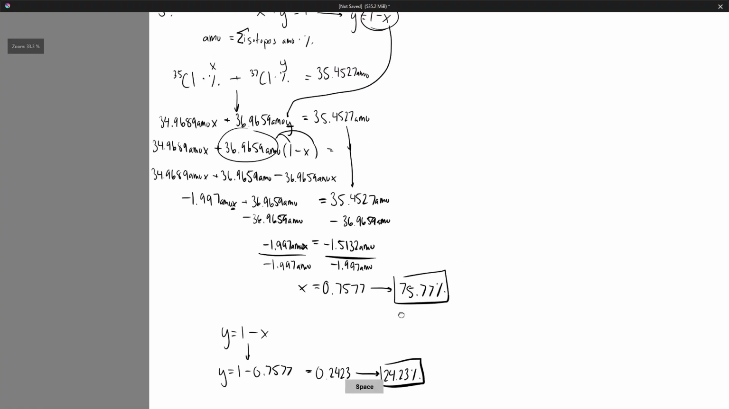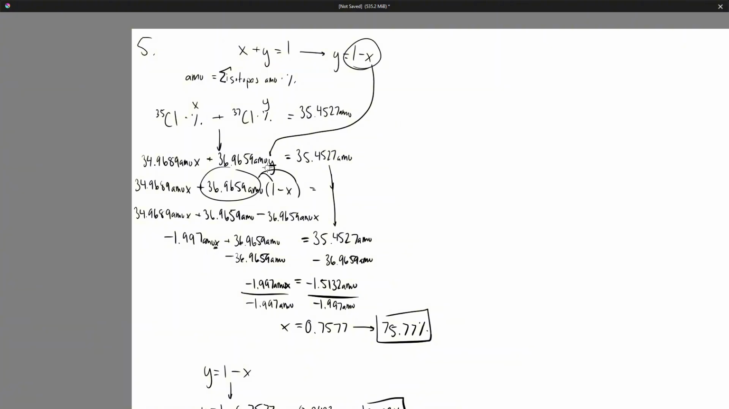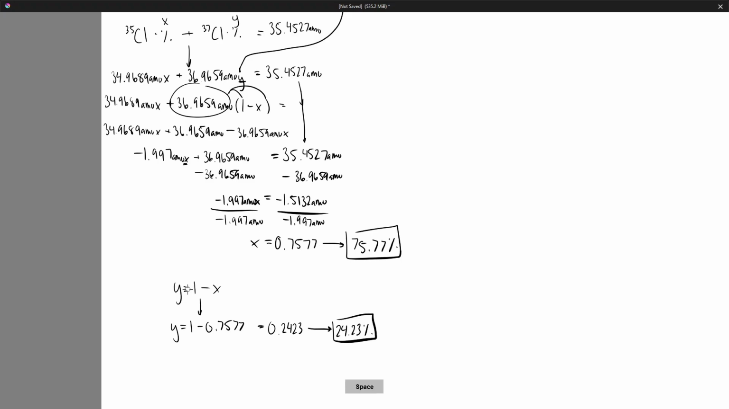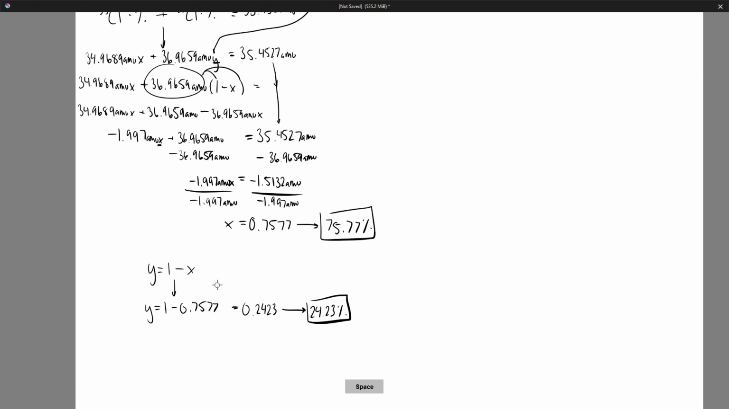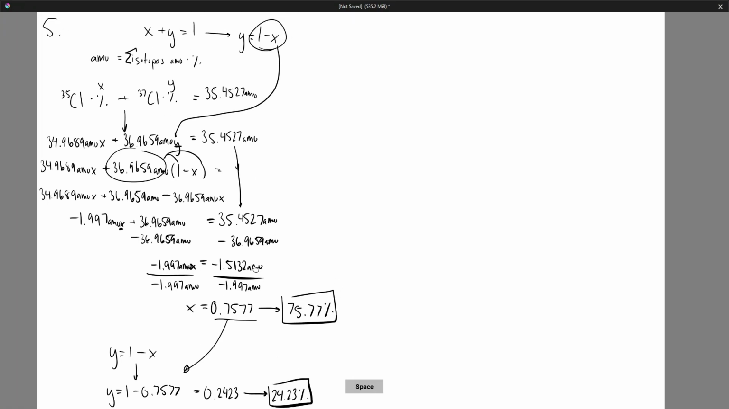So the hardest part for this is just starting off with the equation. You see, it's a lot of steps. But once you get the first percent abundance, the second one should be the easiest to find, since you're subtracting what you get from one, basically. And yeah, that should be it.